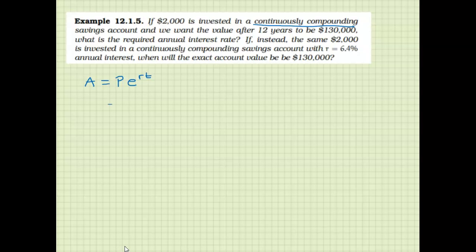So $2,000 is invested. That's the original amount. And after 12 years, so T is 12, we want 130,000. This is the amount that we want at the end. So 130,000 goes here. We have e to the RT, so 12R. R, our unknown, is in the exponent, so we're going to need to use logs to get rid of the exponent. Before we use logs, we have to get rid of any number next to the exponential, so we divide by 2,000.